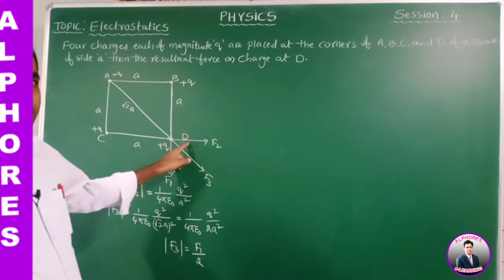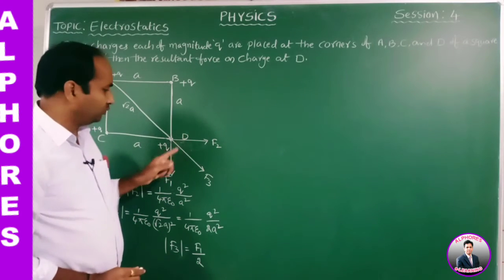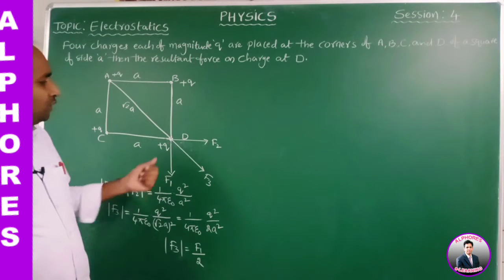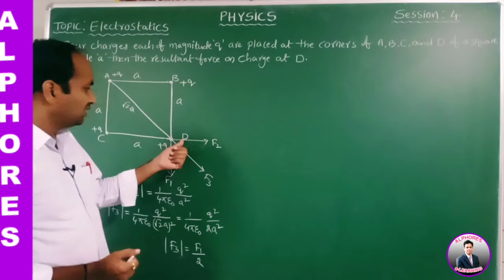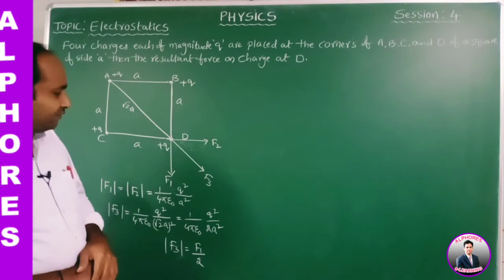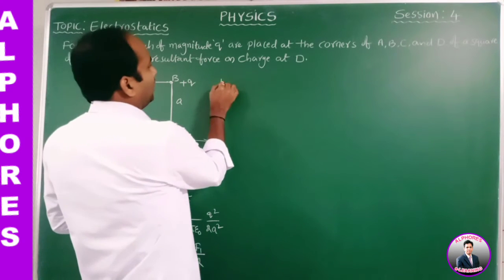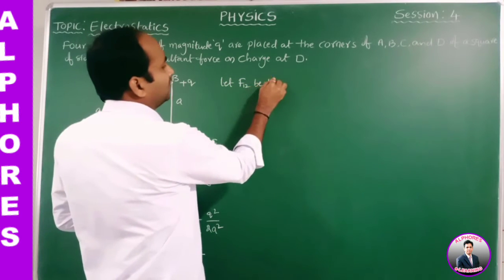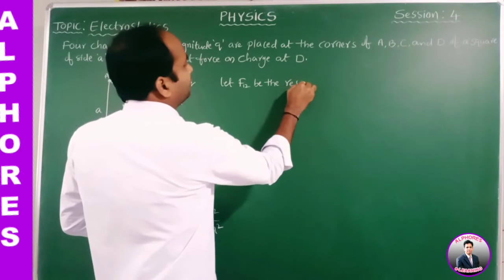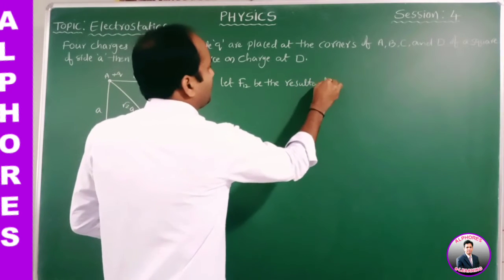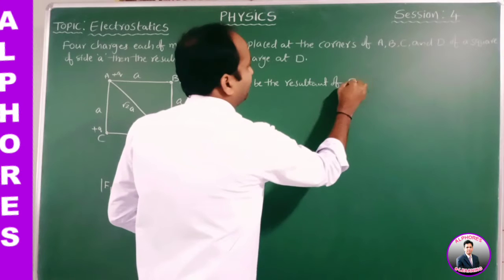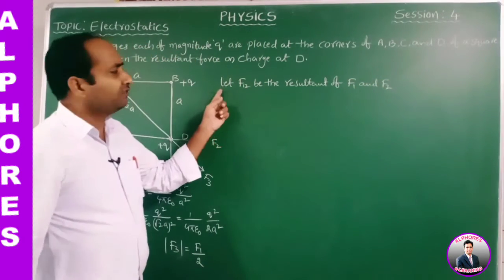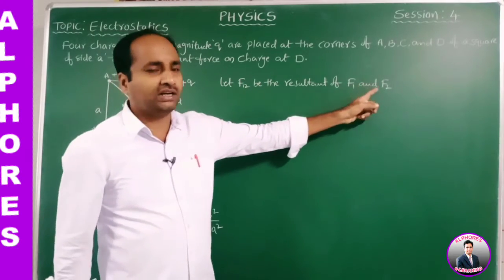Now first of all, find the resultant of F1 and F2. These two are at right angles, so how can we calculate the resultant? By using the parallelogram law of vectors, we should calculate the resultant of F1 and F2. Let F12 be the resultant of F1 and F2.